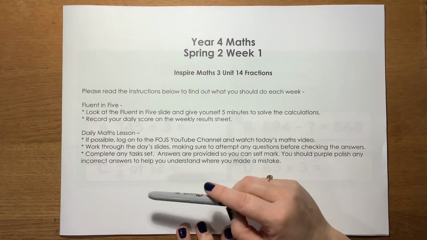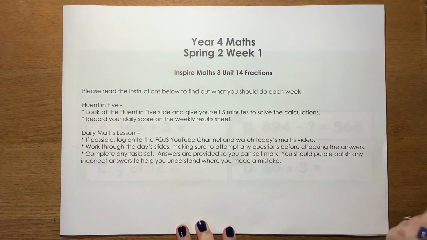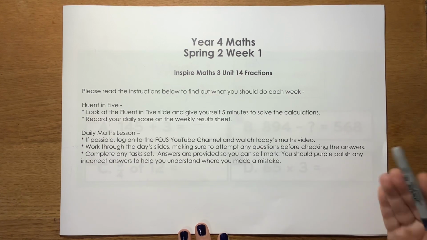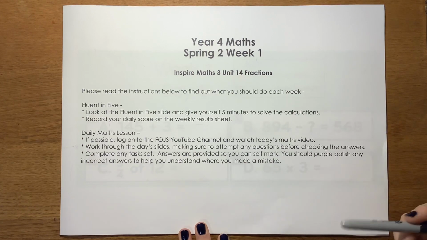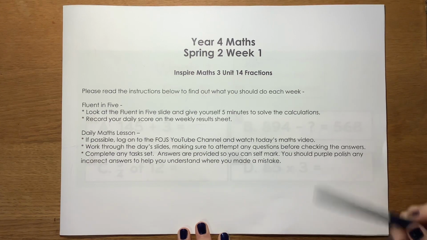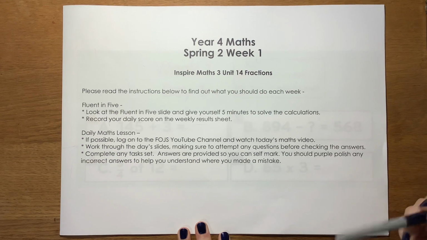So each day I would like you to look at the Fluent in 5 slide and give yourselves 5 minutes to solve the calculation. So if you've got a timer or if you're watching the video, please do pause to carry out those calculations and then check your answers, then record your daily score on the weekly results sheet.